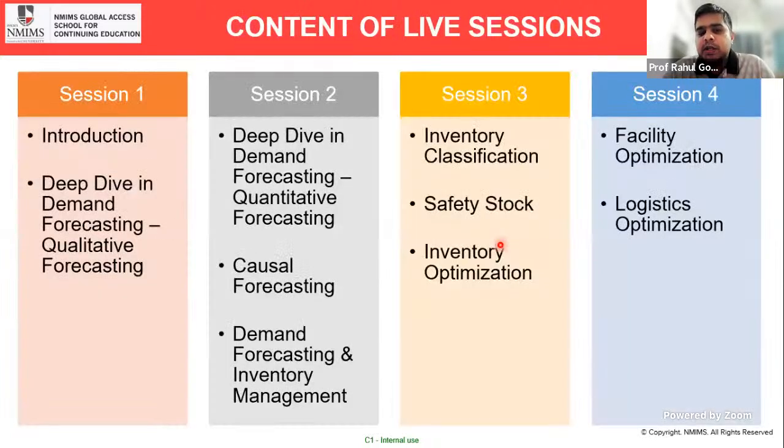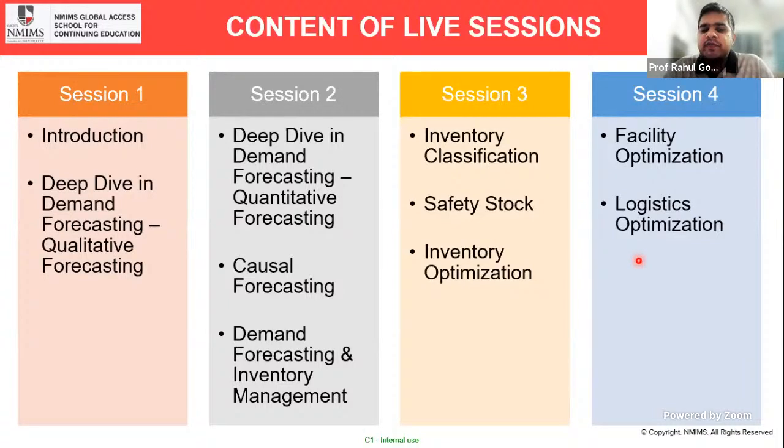So this is broadly what I had shown last time in terms of the coverage. Session one was about introducing the subject to all of you, then a deep dive into demand forecasting, where the focus was on qualitative methods. Here in session two today, we are going to focus on quantitative forecasting and causal forecasting, and if time allows, we will discuss demand forecasting and its linkage to inventory management. The third session is going to be all about inventory optimization, and the fourth session is going to be about network optimization.